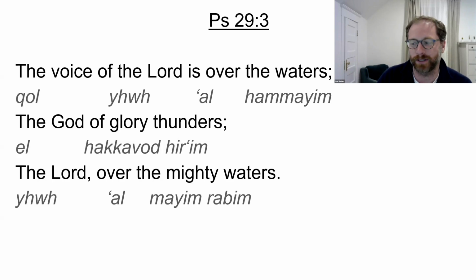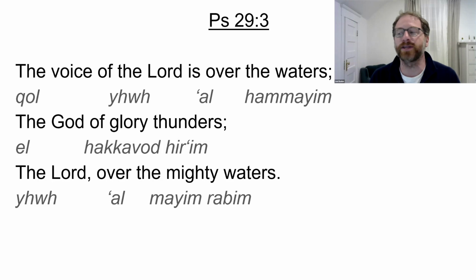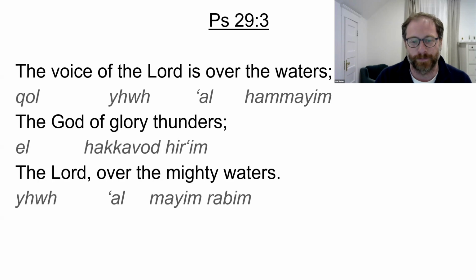Notice here how, again, I want to think about patterns within and across verses. The voice of the Lord is over the waters, which is to say, the God of glory thunders. And then the Lord, right, thunders, I think understood, over the mighty waters.